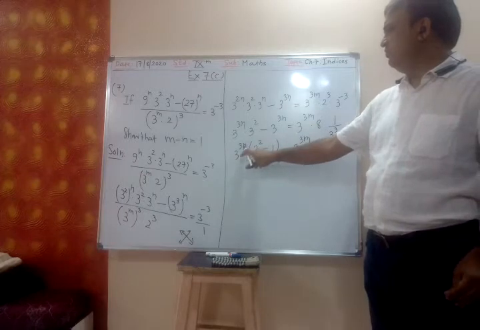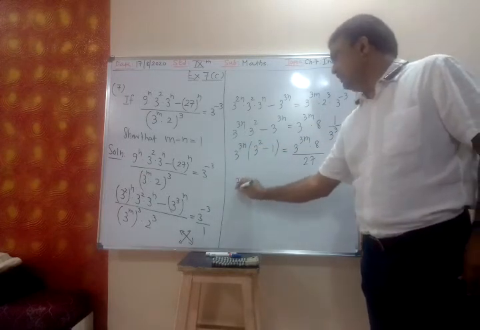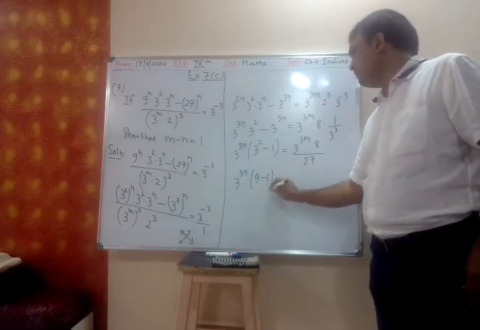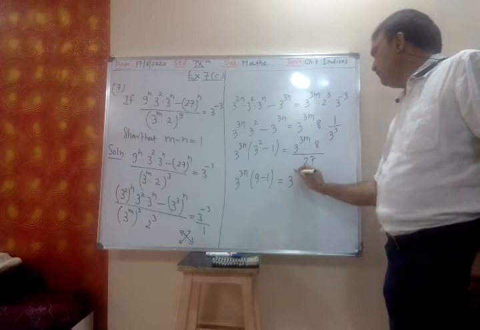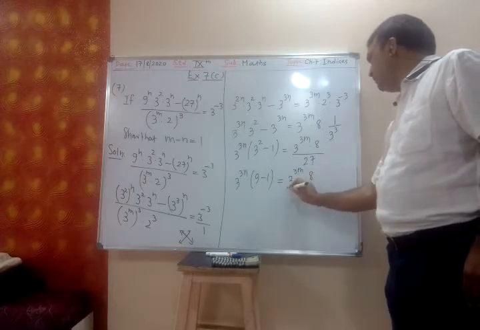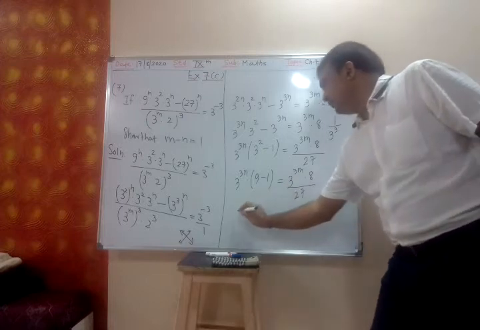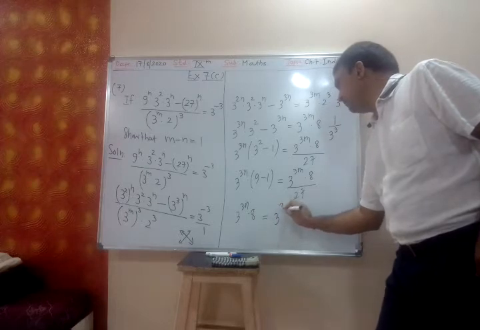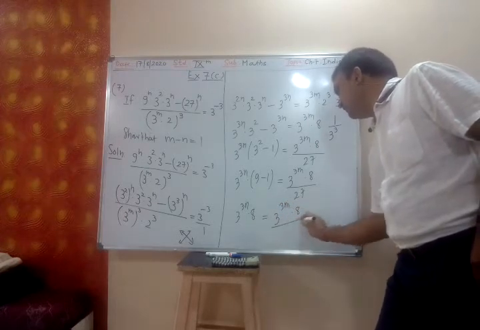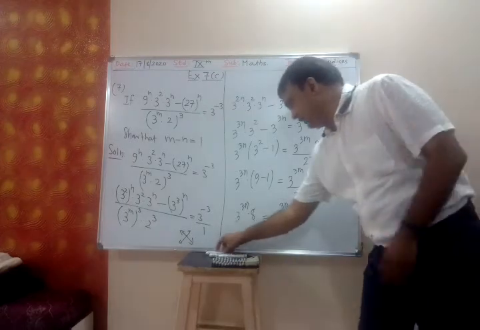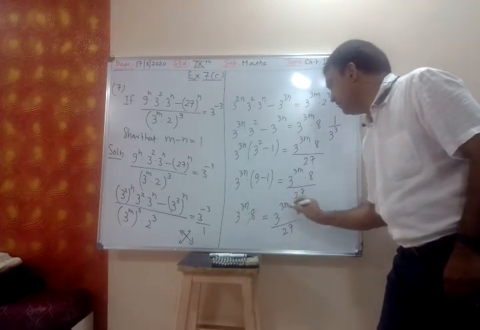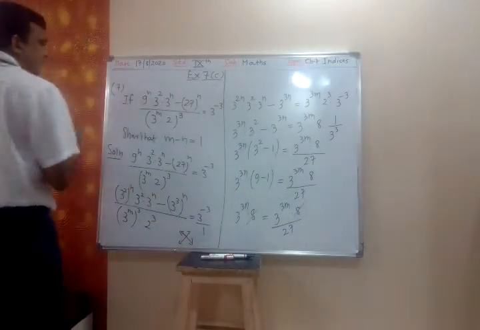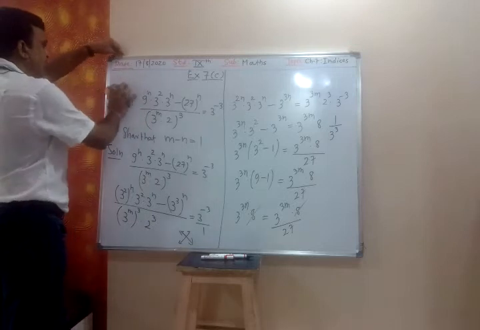So 3 raised to 3n into 3 raised to 2 is 9, 9 minus 1. That is 3 raised to 3n into 8 upon 27. So 3 raised to 3n into 9 minus 1 is 8, which is equal to 3 raised to 3m into 8 upon 27. Yes, we will definitely cut 8 and 8 because there is multiplication. So whenever there is multiplication, we can cancel the same term.